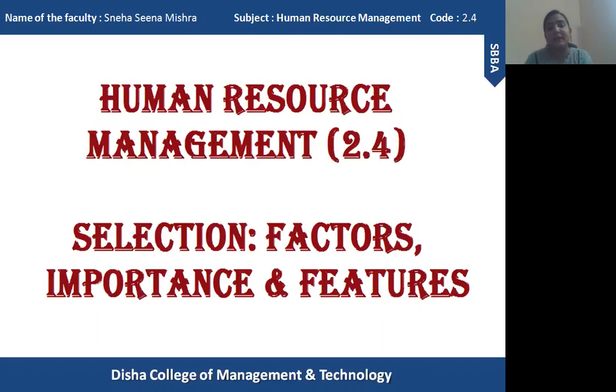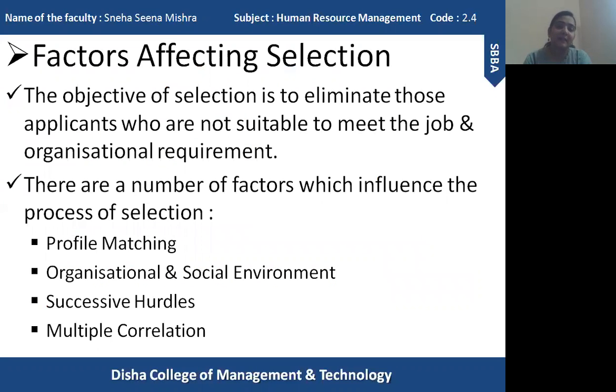Okay, so let's begin the session with the factors affecting selection decision. What is the basic objective of selection? Selection function is basically conducted to eliminate all the applicants who are not suitable or who cannot meet the requirement of the job as well as the requirement of the organization. So those candidates need to be rejected. We can also say that selection function is a kind of negative function, because it leads to rejection of a large number of candidates and selection of only a few.